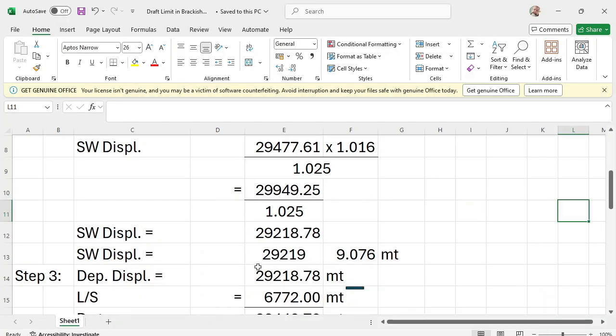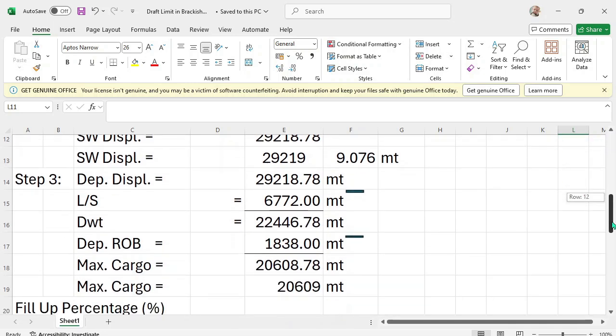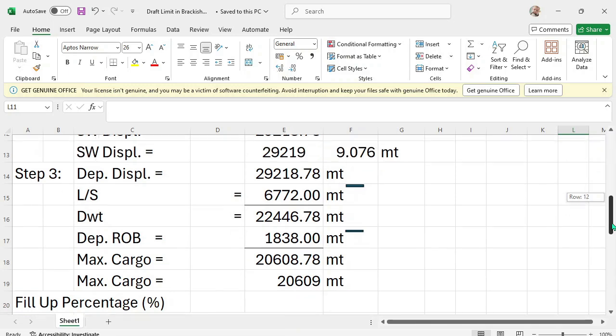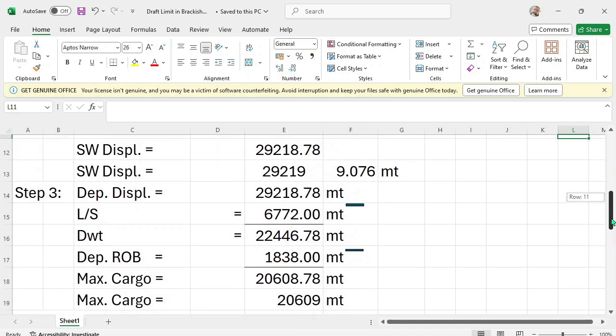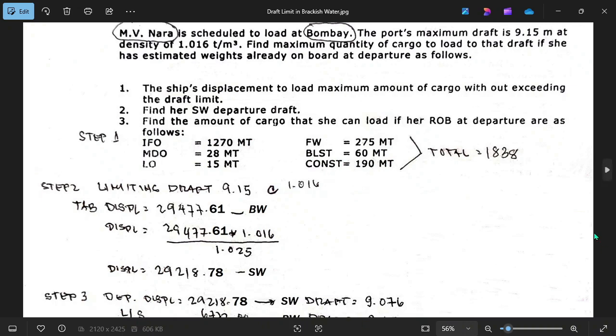I just made it for Excel, guys. Okay, this is rounded up already. I made it 29219, and the corresponding drop is 9.076. Okay, step 3. We go now to step 3.